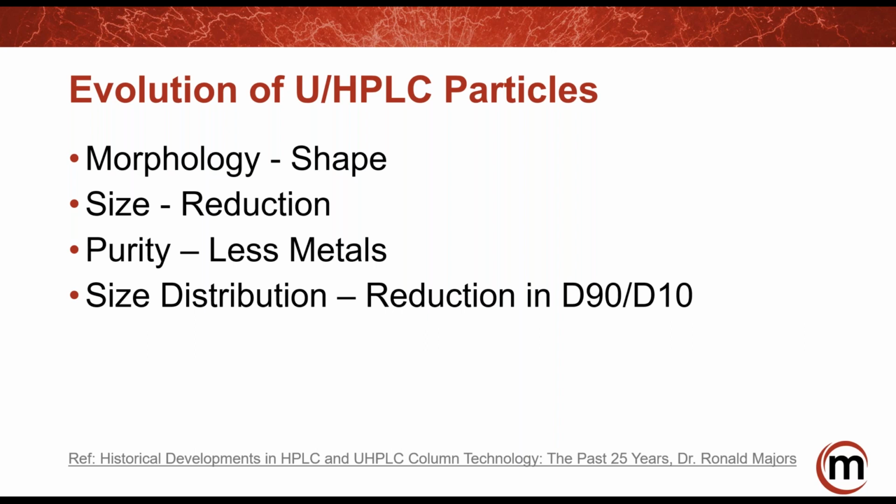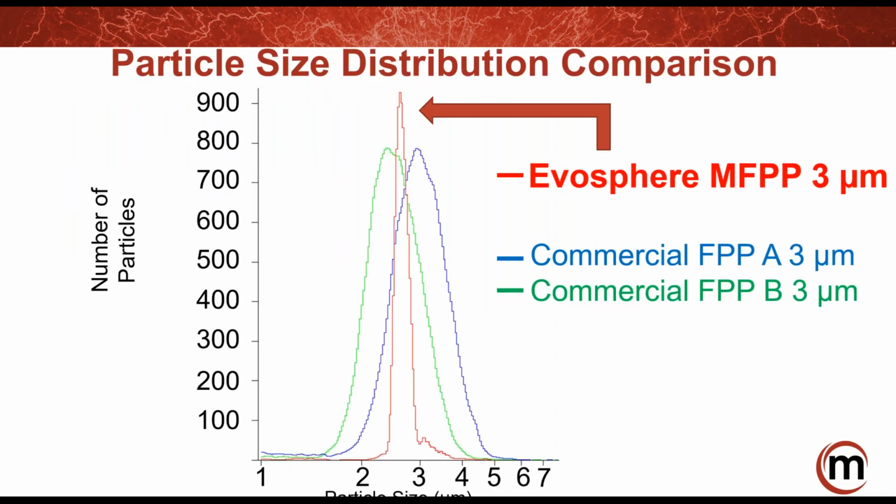Purity was a point of evolution where you have more metals content over time. You had type A silicas and now type B silicas, which are very low metals content. And that's pretty much the standard that you'll see across the industry. But the innovation that we're talking about here is the distribution of the particle sizes in the column. And what we mention here is this D90 over D10 term.